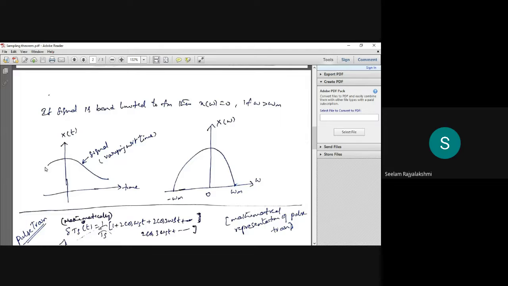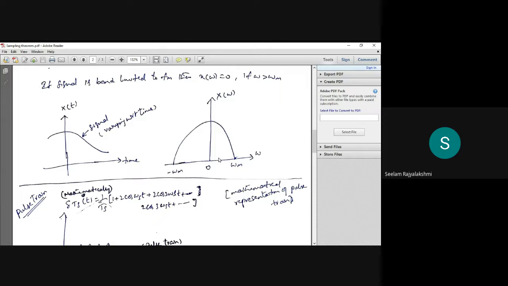So this is the time axis, and here this is x of t, the signal which is varying with respect to time. Here we can consider this is the center line, it is 0, and here this is the frequency line, with omega m, and on the left side negative value minus omega m. So here x of omega equals 0. That means the signal is band limited to the maximum frequency, then x of omega equals 0 under the condition omega is greater than omega m.